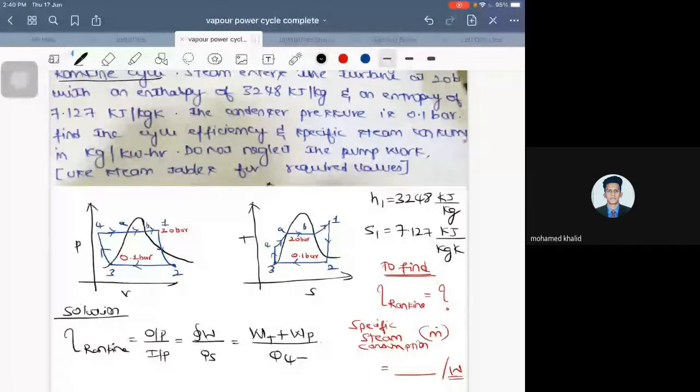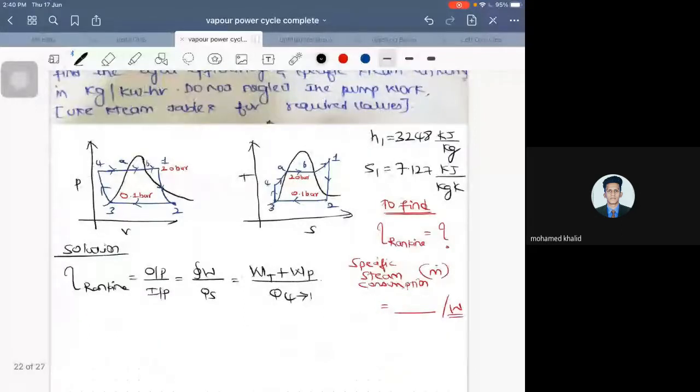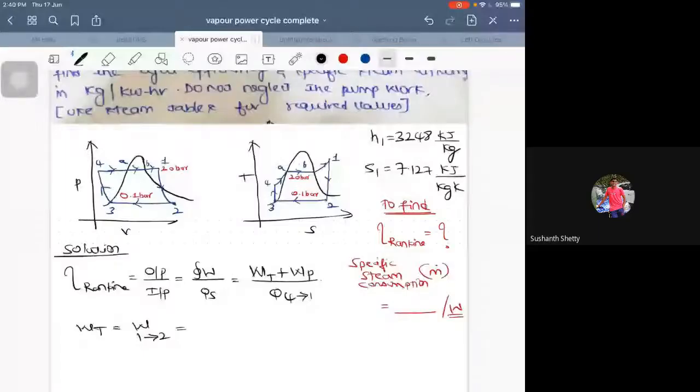Now we will go individually to see how to calculate these values. WT is the turbine work, from 1 to 2. How will you calculate it in terms of enthalpy? The process is from 1 to 2, and for work it is initial minus final. So it is H1 minus H2.